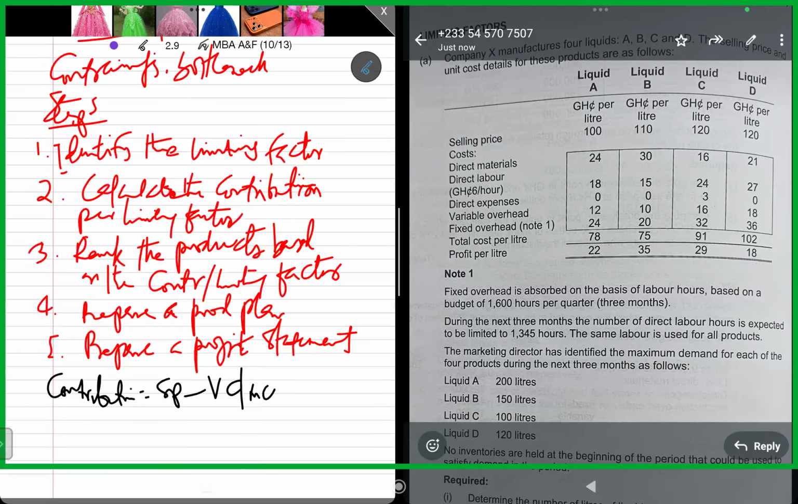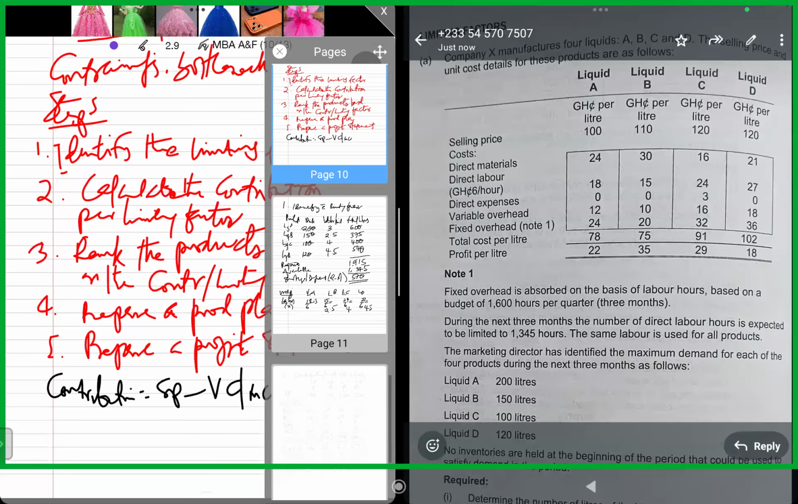Stage 1, preparation of profits. Prepare production plan. Good. So we've done 1, 2, 3. We go to prepare production plan. So that's where we are.